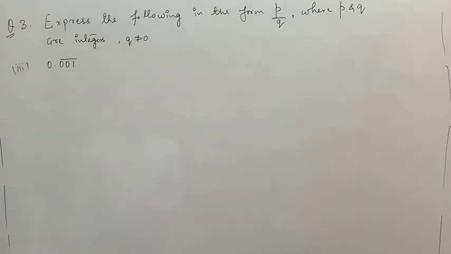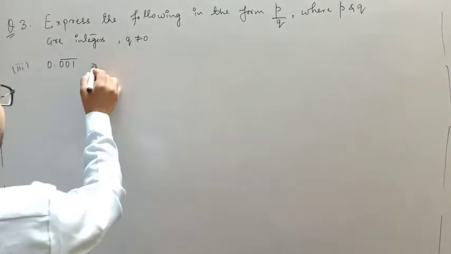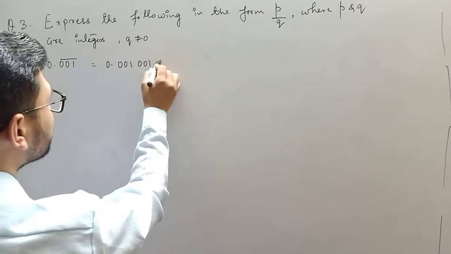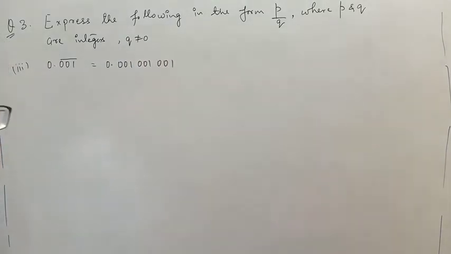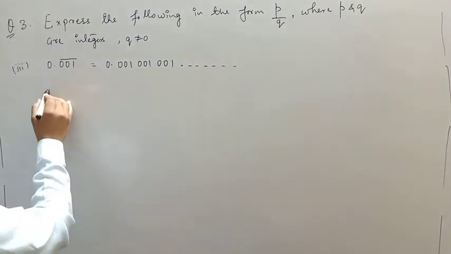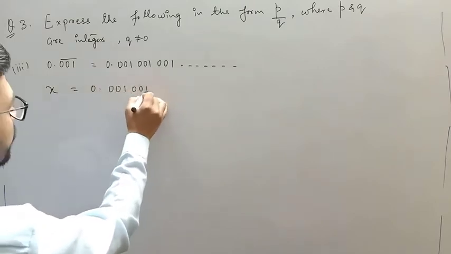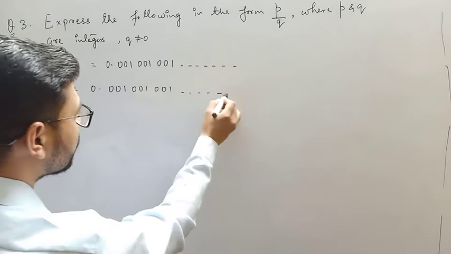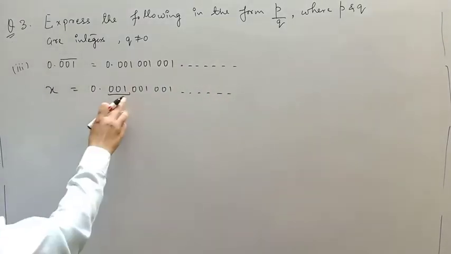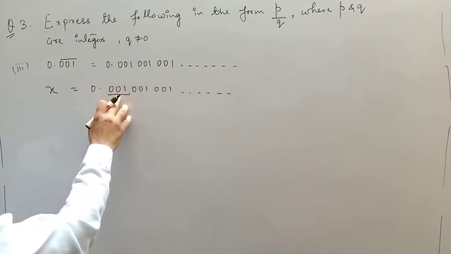Okay, students, now the third question is 0.001 bar. That can also be written as 0.001001001. So here 001 is the repeating unit. So let's say x is equals to 0.001001001 and so on. Here this is the repeating unit and 1, 2 and 3. So ones, tens and hundreds.